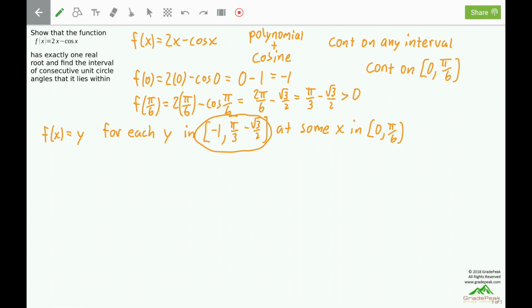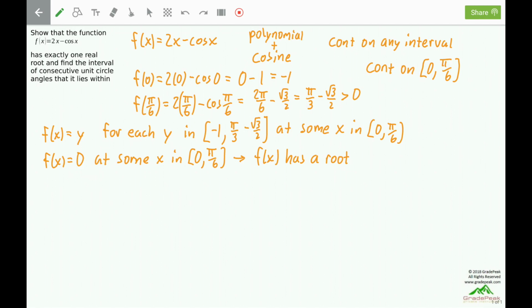Since negative 1 is negative, and pi over 3 minus the square root of 3 over 2 is positive, in between a negative and a positive is 0. So one of the results of the intermediate value theorem is that the function will equal 0, and it will occur at some x that is in this 0 to pi over 6 interval. F of x equaling 0 is called a root, and therefore this can also be stated as f of x has a root, and that root is going to be some x lying in this interval, so that root will be in that interval.